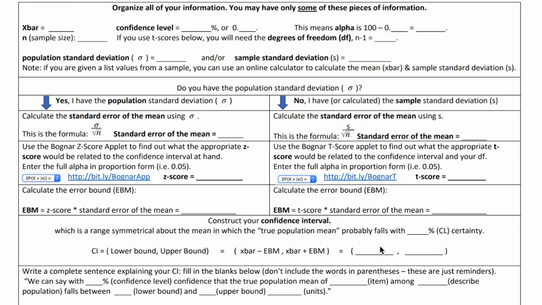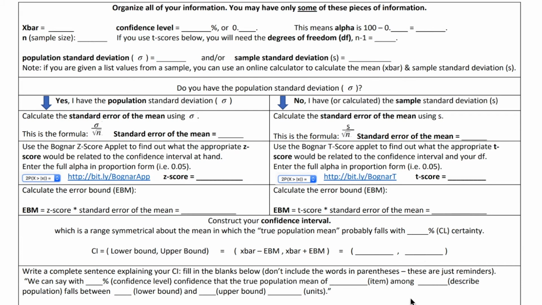Once you complete these steps, calculating your confidence interval is the same no matter whether you're using T-scores or Z-scores. Your confidence interval is your lower bound, upper bound. It's a range symmetrical about the mean, in which the true population mean probably falls within a certain percentage of certainty. So X bar minus your error bound, X bar plus your error bound, and you write it in this formula.